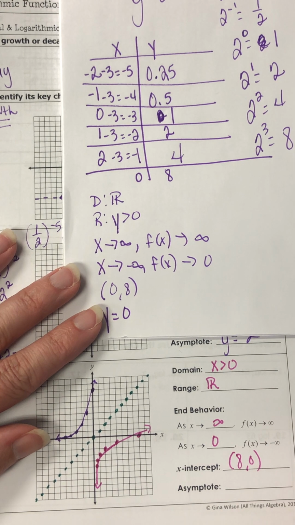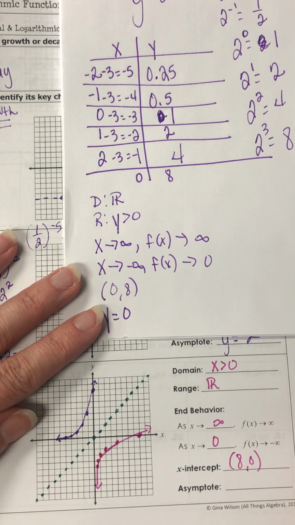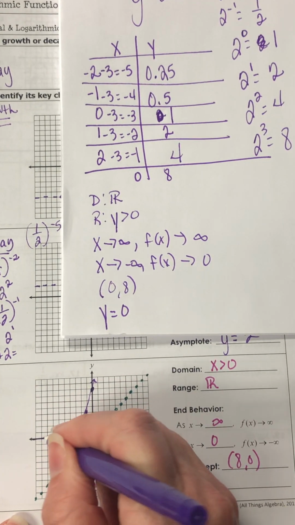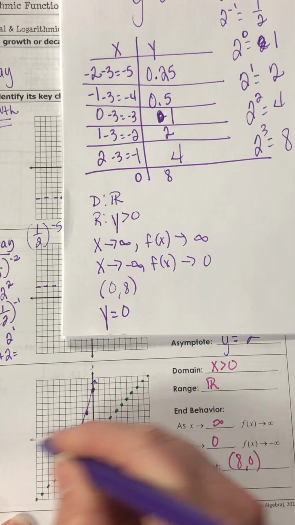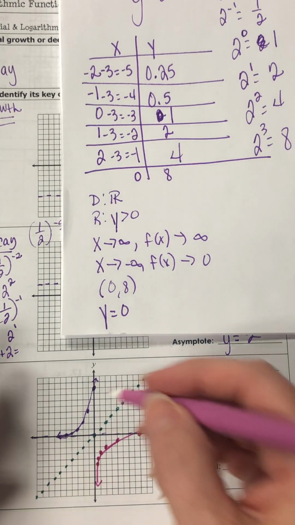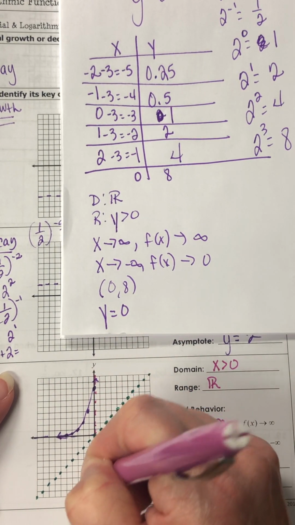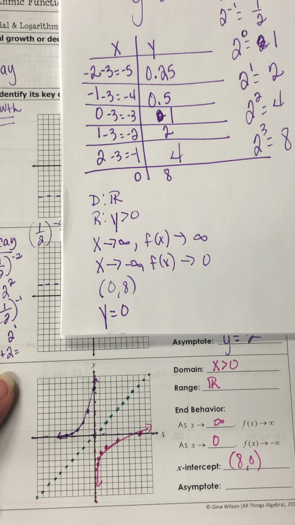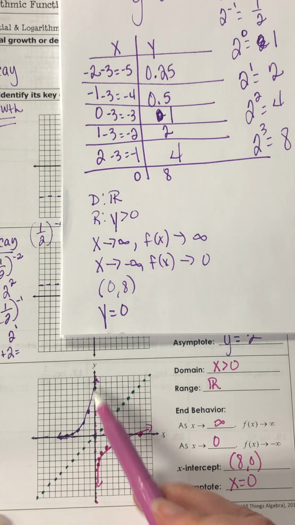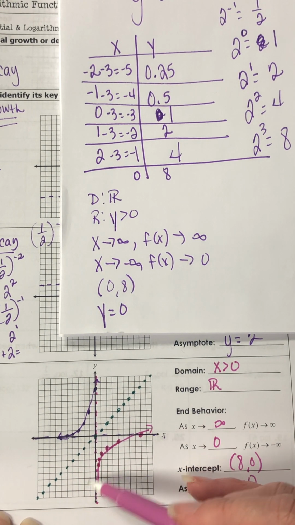And your asymptote will no longer be a horizontal line, because when you were doing your exponential function, your asymptote was right here at y equals 0. Now that you have a logarithmic function, it's going to go from a horizontal asymptote to a vertical asymptote, which will be x equals 0. And so this is your exponential function. This is your logarithmic function.